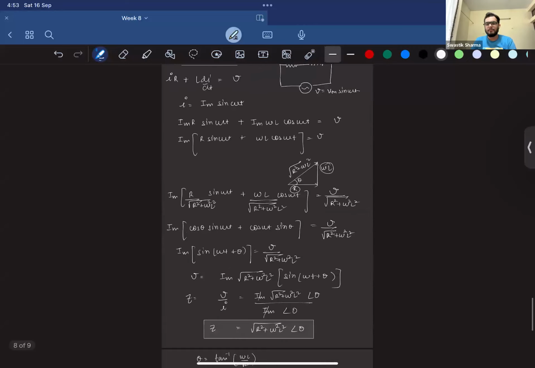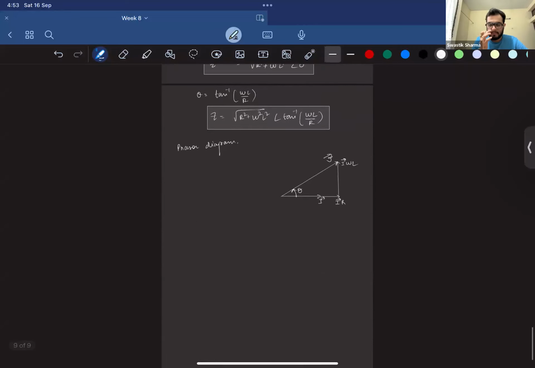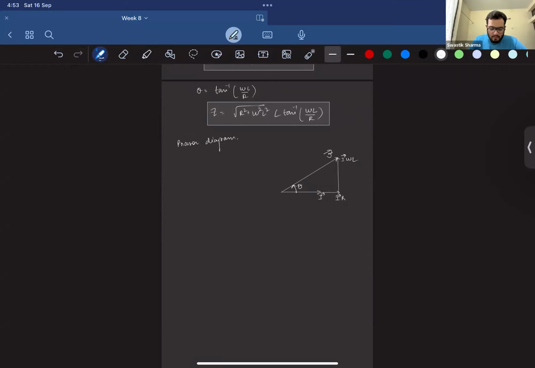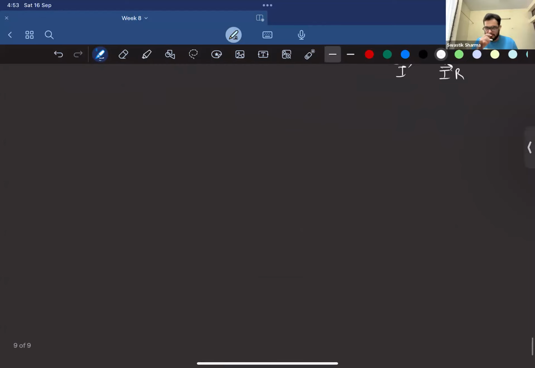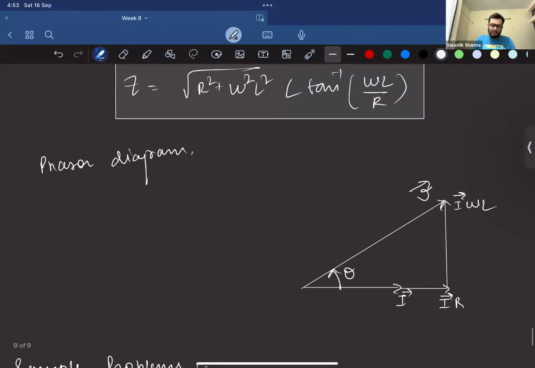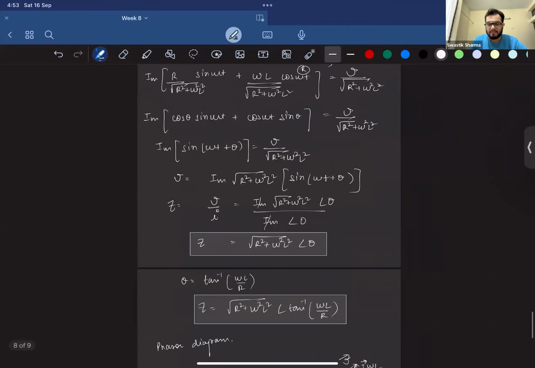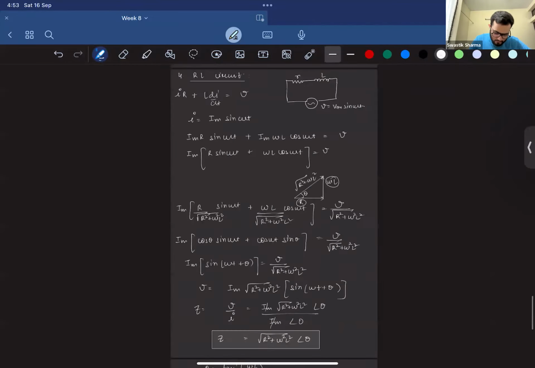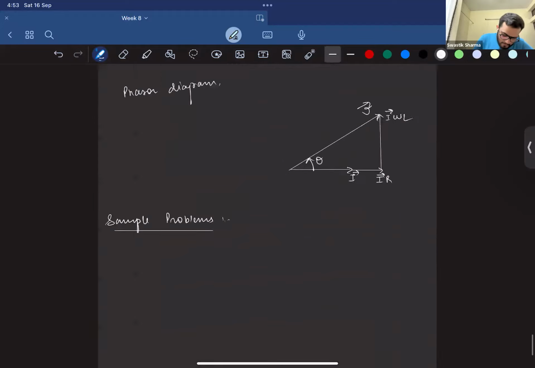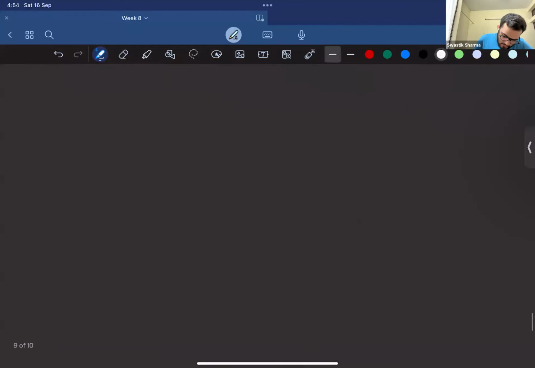So that's how we represent an RL circuit. In a similar fashion, you can see how an RC circuit behaves and how an RLC circuit would behave. Those things we will solve as questions, and we'll see if a similar question comes up. There's nothing different. You take current as I equals Im sin omega t and find out the various values of impedance and voltage across it. So let's solve some sample problems based on this week's assignment.